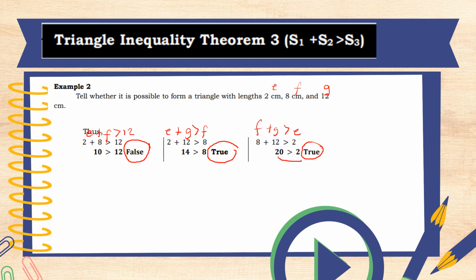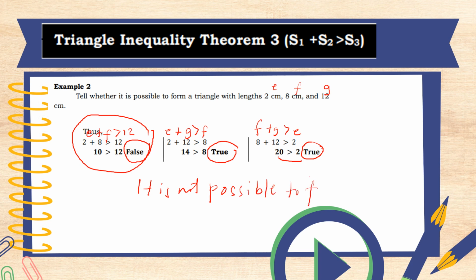Now, one of the inequalities is false, and here it is. Therefore, it is not possible to form a triangle with lengths 2 cm, 8 cm, and 12 cm.